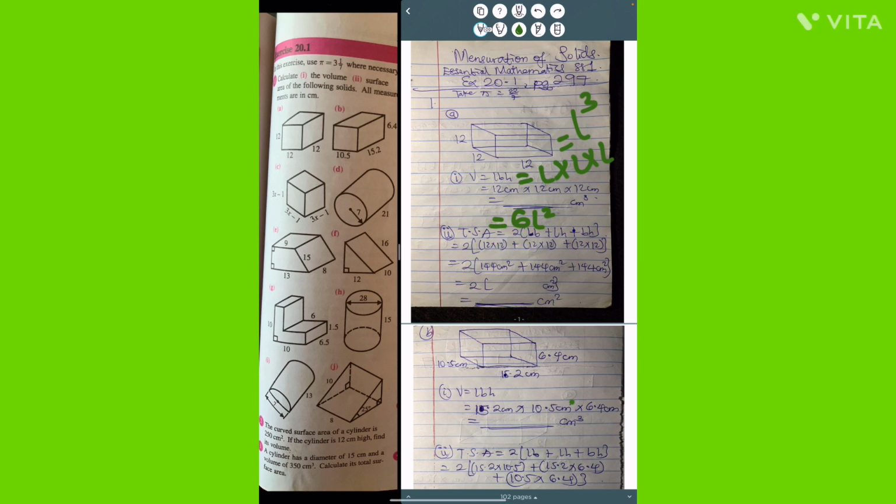In B, the volume of the cuboid. Okay, the shape in B is a cuboid. Here, the volume of the cuboid is what? Length times breadth times height. So this gives the volume of the cuboid.